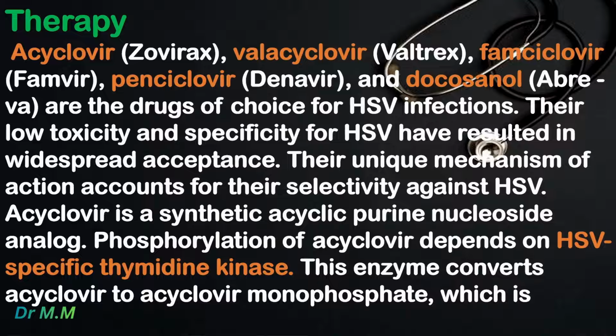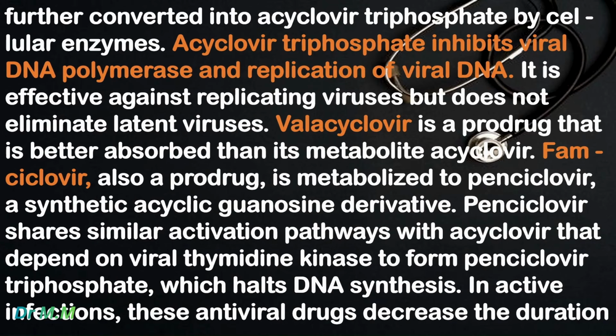Acyclovir is a synthetic acyclic purine nucleoside analog. Phosphorylation of acyclovir depends on HSV-specific thymidine kinase. This enzyme converts acyclovir to acyclovir monophosphate, which is subsequently converted into acyclovir triphosphate by cellular enzymes. Acyclovir triphosphate inhibits viral DNA polymerase and replication of viral DNA. It is effective against replicating viruses but does not eliminate latent viruses.